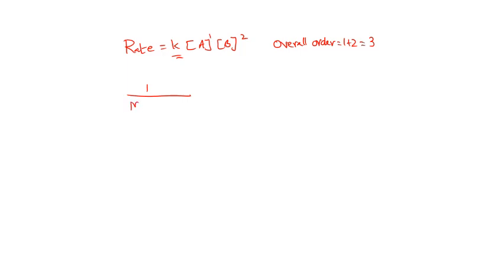Let's see an example here. For example, if it is given rate equals K concentration A concentration B to the power 2, we know that the overall order for this one is 1 plus 2, so overall order equals 3. How can we find the unit of K? Here it is 1 divided by M to the power 3 minus 1, and the unit of time I'm taking second. It's going to be M negative 2 second inverse.